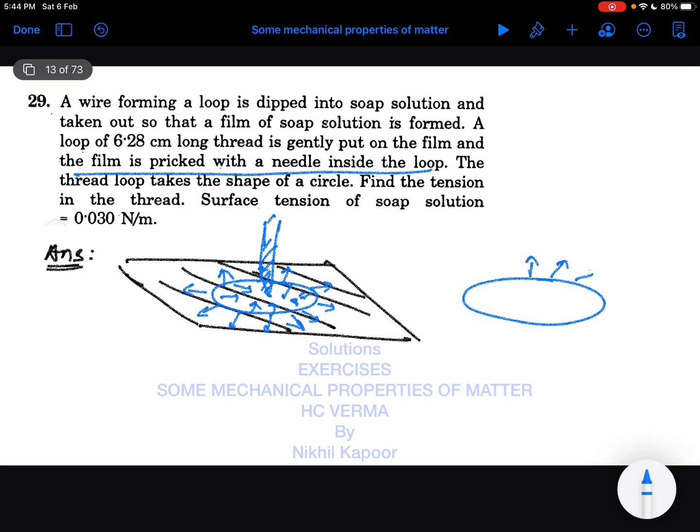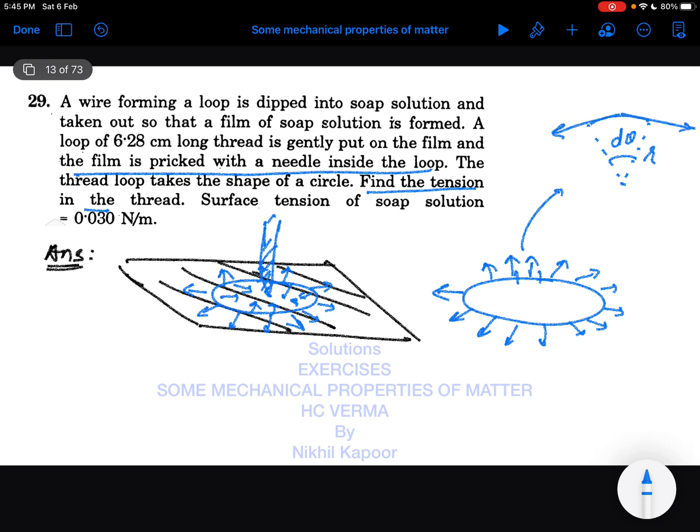So it is obvious that due to the surface tension force on the outer circumference of the loop, the wire will get stretched and it will take a circular shape of certain radius. And we need to find the tension in the thread. So if we take a small element of this thread, whose radius is r and which is subtending an angle d theta, we need to find the tension here like this.